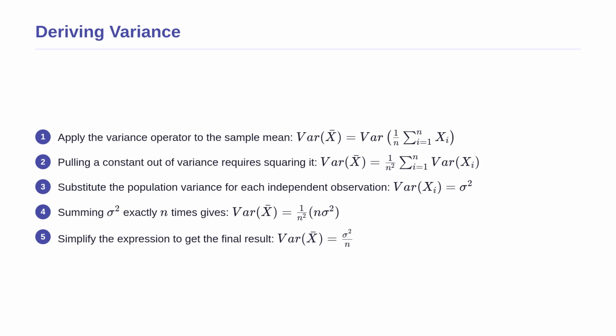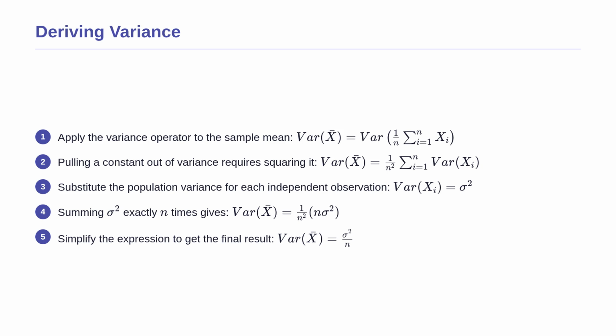Let us derive this variance formula to understand exactly why the sample size appears in the denominator. We start by applying the variance operator to our sample mean formula. A key rule in statistics is that when we pull a constant out of a variance formula, we must square it. This is why the 1 over n becomes 1 over n squared on the outside.